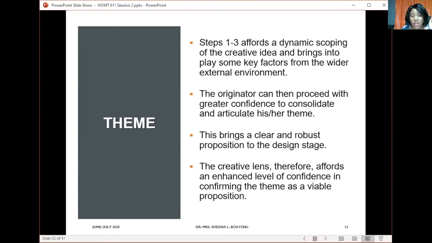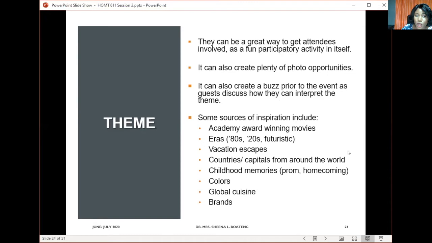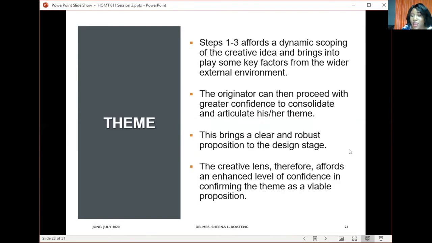And once you have a theme, you can bring a clear and robust proposition to the design stage, right? So the creative lens gives you the confidence that you need to confirm your theme, which you will then carry to the design stage to actually design the outlook of the event and how it is going to play out. So there are different themes of events that people host. In Ghana here, I haven't seen much creativity when it comes to the organization of events in terms of themes.